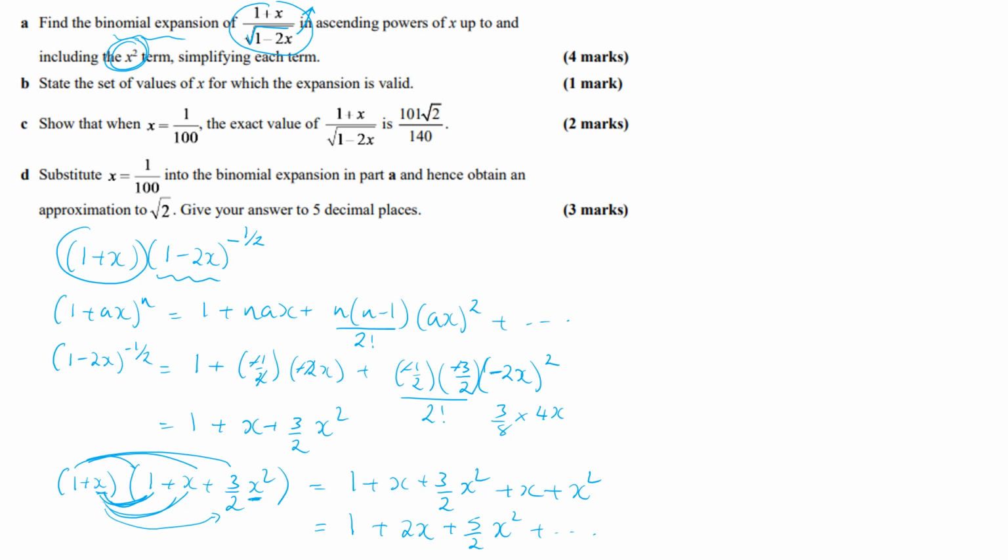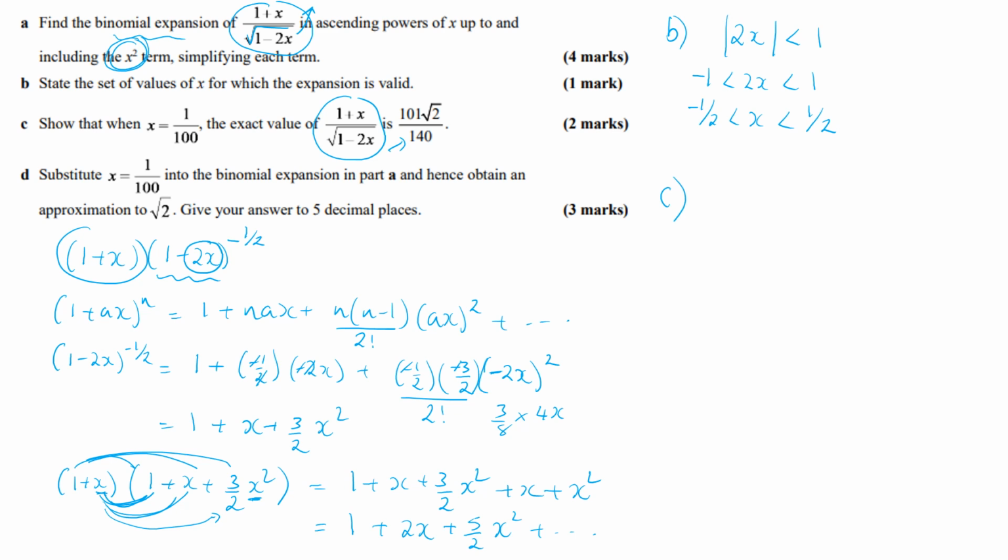Part B, state the set of values for which the expansion is valid. Well, it's going to be valid as long as the mod of that 2x is less than 1, which means that that 2x has to lie between minus 1 and 1, and then just solving and dividing by 2 on both sides, x will have to lie between minus a half and a half. Then in part C, show that when x is 1 over 100, the value of this fraction that we had at the beginning is this.